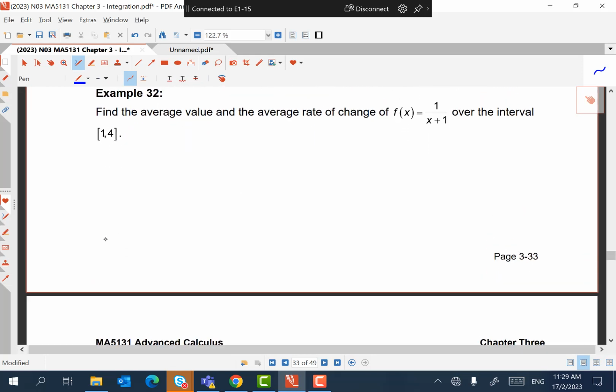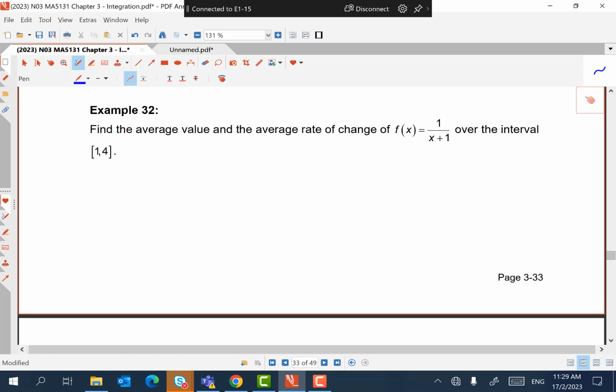Okay. Can you try this question? To find the average value and the average rate of change.